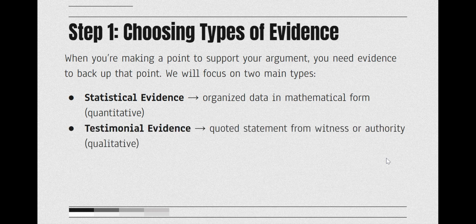Our testimonial evidence is the second type of evidence that we'll focus on. And testimonial evidence just means that this is evidence that's been quoted from either like a witness to something related to your issue or an authority figure on your issue. So maybe a doctor or a student who had an experience with a book that was banned, right? If you're writing an essay about banned books. And this evidence is qualitative.